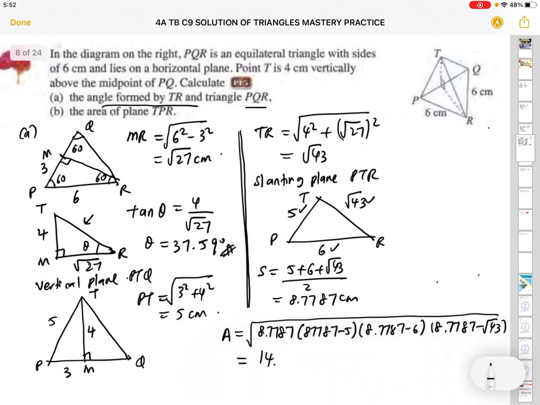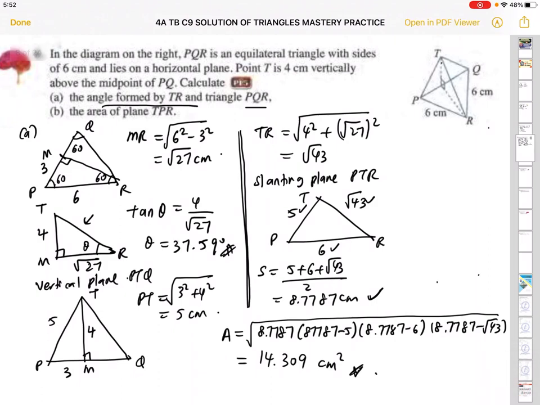You should get an answer of 14.309. So you notice that I use a lot more decimals. Normally we want to find the answer correct to 3 decimal places, but this is 4. I use 4 for the semi-perimeter so that it enhances the accuracy of your final answer. All right, that's for number 6. Let's move on to number 7.